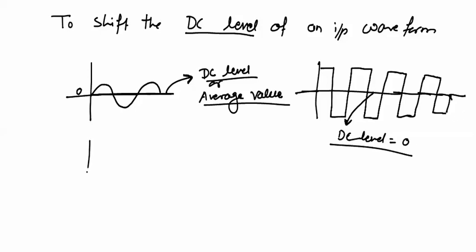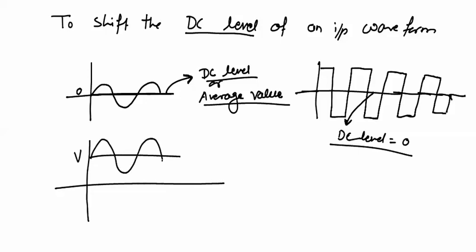Now if I make a waveform like this, it is clearly seen that this waveform is oscillating with reference to a voltage V, but not 0 as in the earlier case. For this waveform we can write the equation Vm sine omega t if this maximum level is Vm and this minimum level is minus Vm. In this case, this AC part is different and its DC level is not 0, this time equal to V.